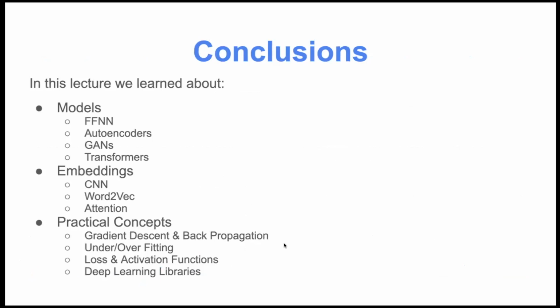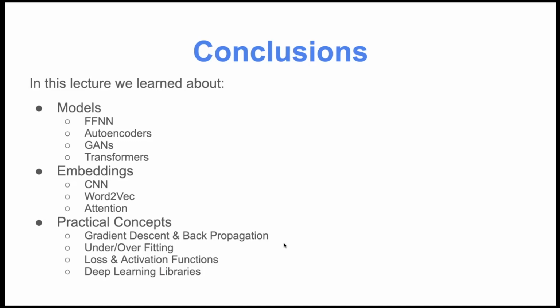So I'll conclude this lecture part. We talked about feed-forward neural networks, autoencoders, GANs, and transformers. I guess CNNs as well, but that's in the next section. So in terms of models, we talked about those.